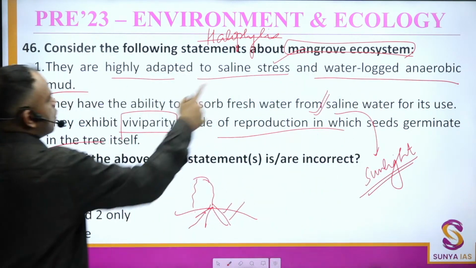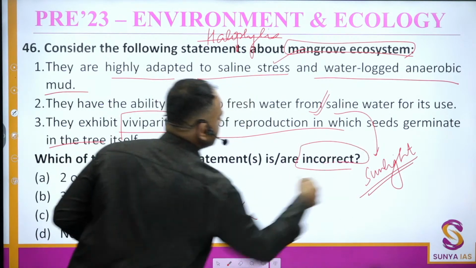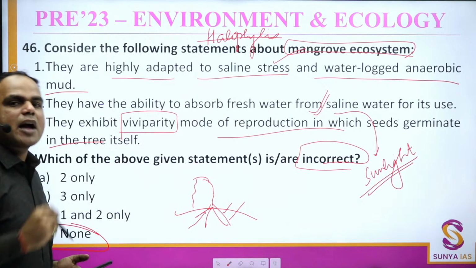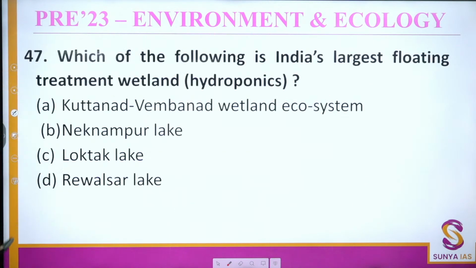So the question is, which of the following statements is incorrect? What is incorrect? None is incorrect. All three statements for mangrove are correct. All right, moving on now. So that was 46. The answer is D.